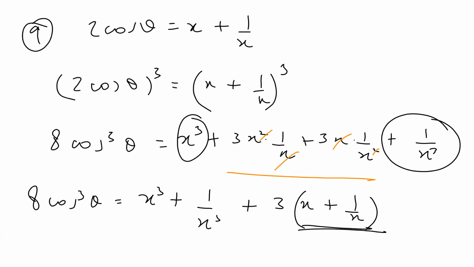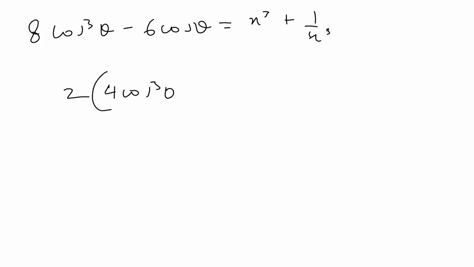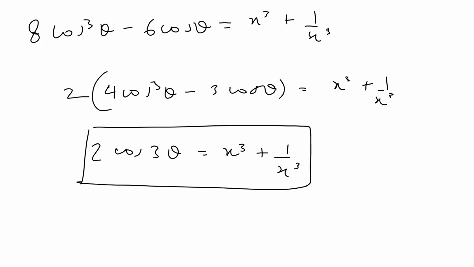Now x plus 1 upon x is nothing but 2 cos theta. It's given in the problem. So this 6 cos theta I'll just shift on the other side. 8 cos cube theta minus 6 cos theta equal to x cube plus 1 upon x cube. Take 2 common, 4 cos cube theta minus 3 cos theta. So this is cos 3 theta, triple angle. Hence proved. Okay.